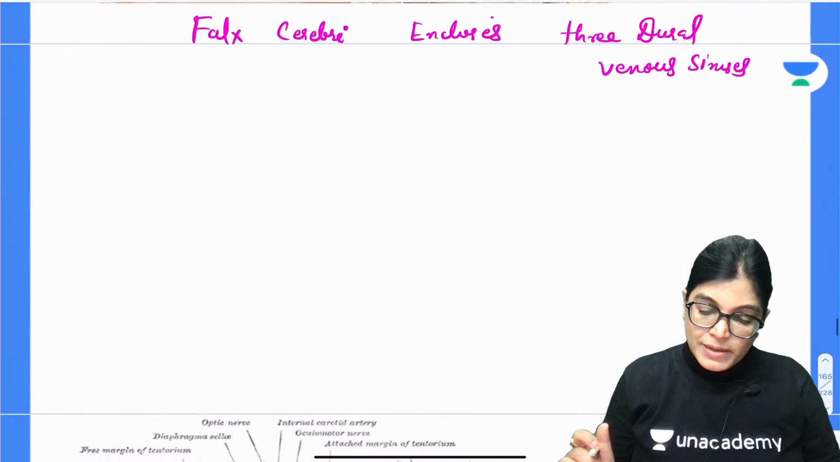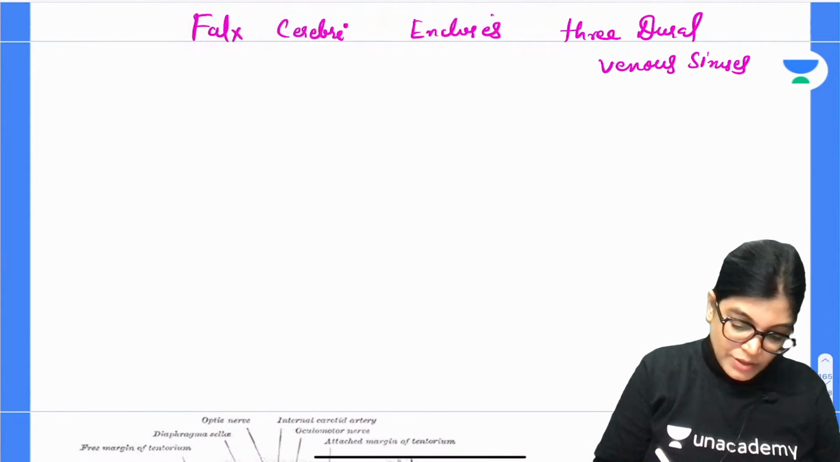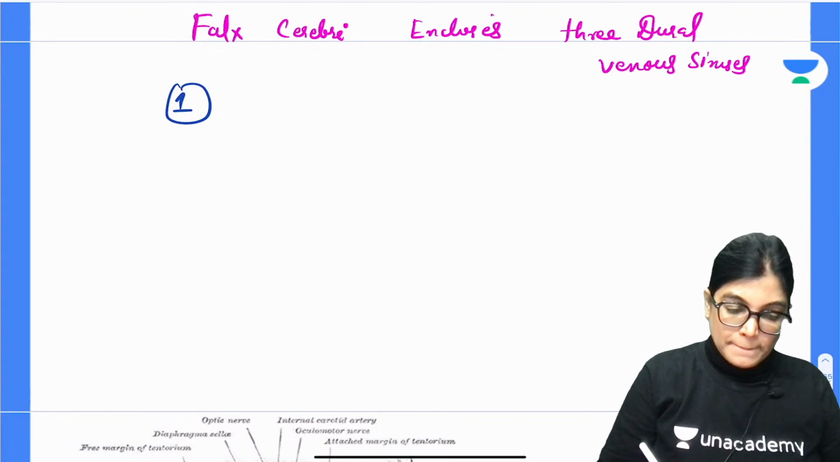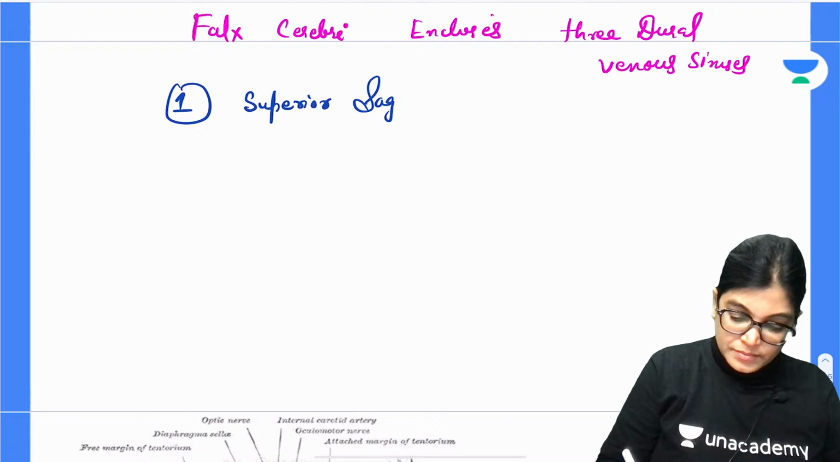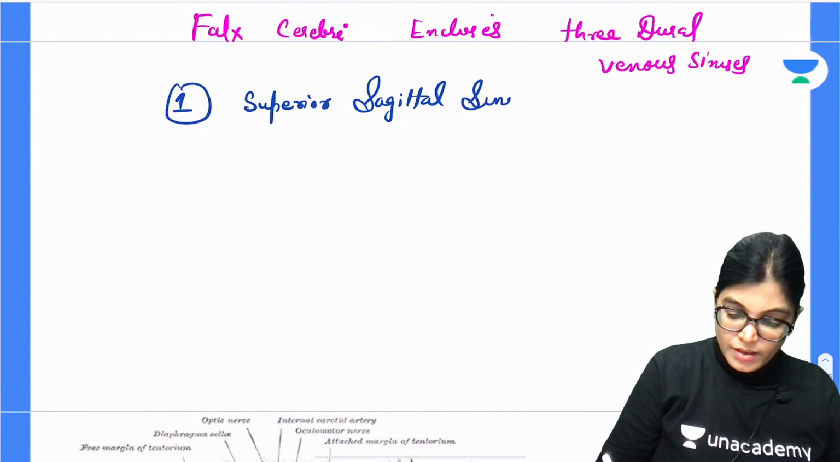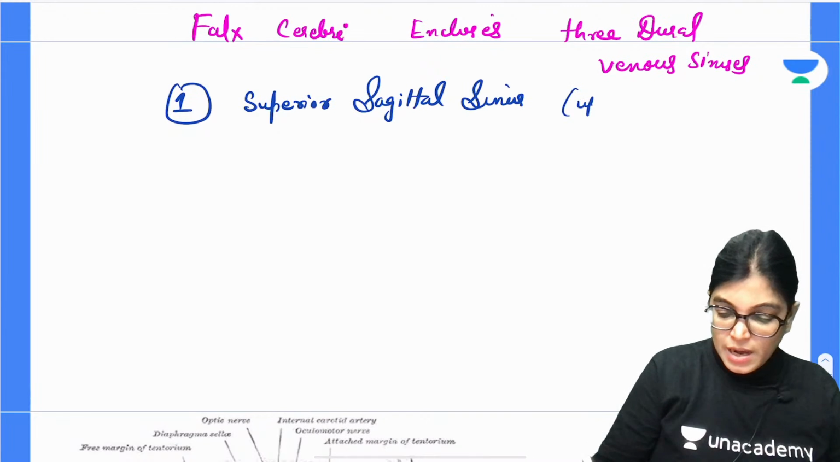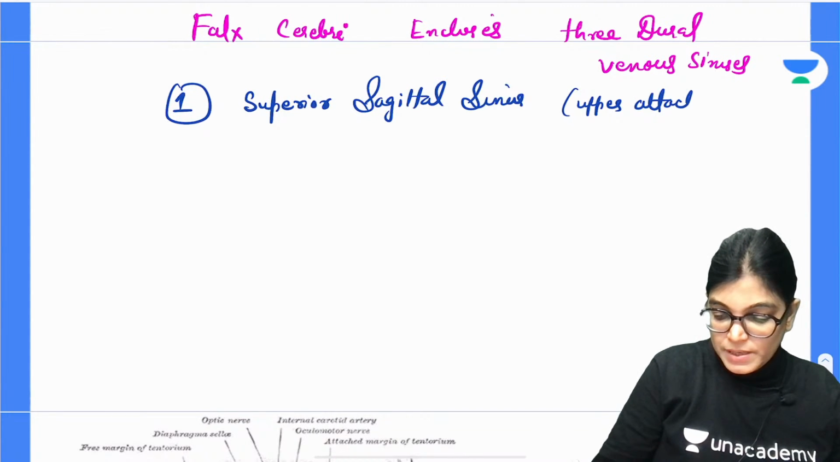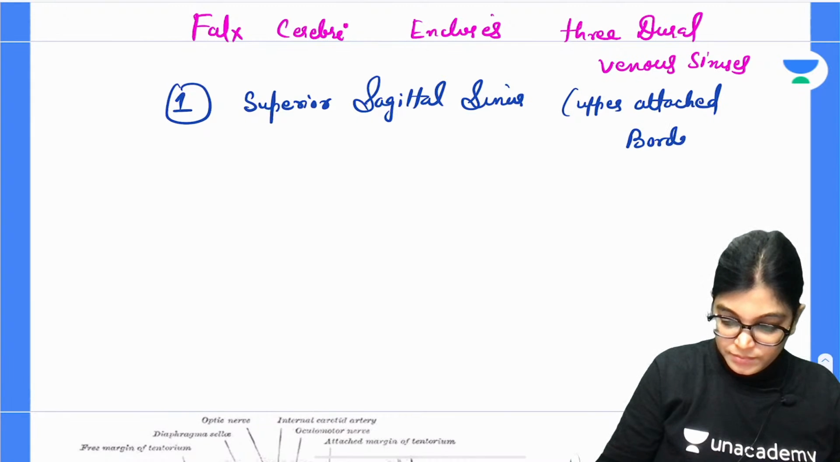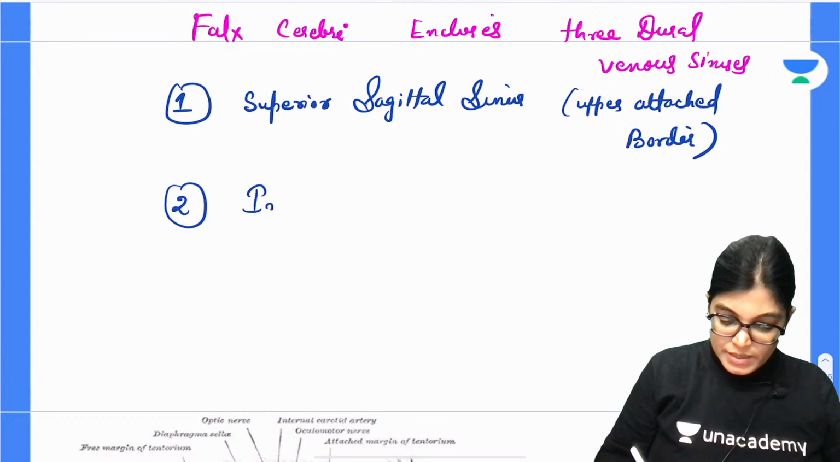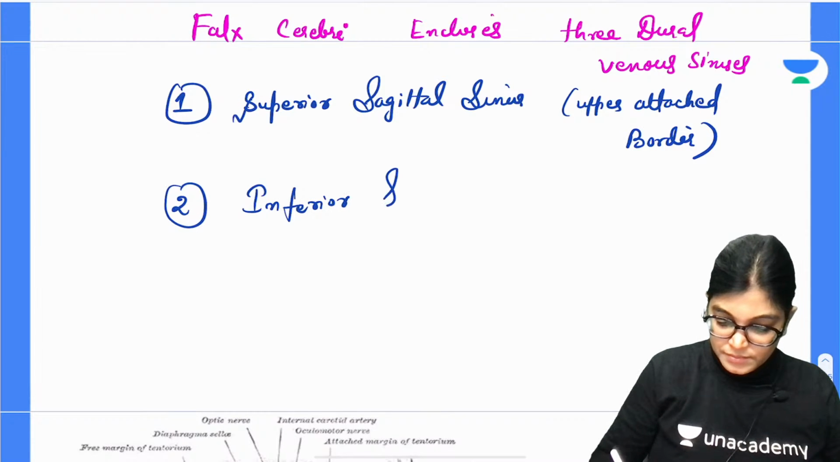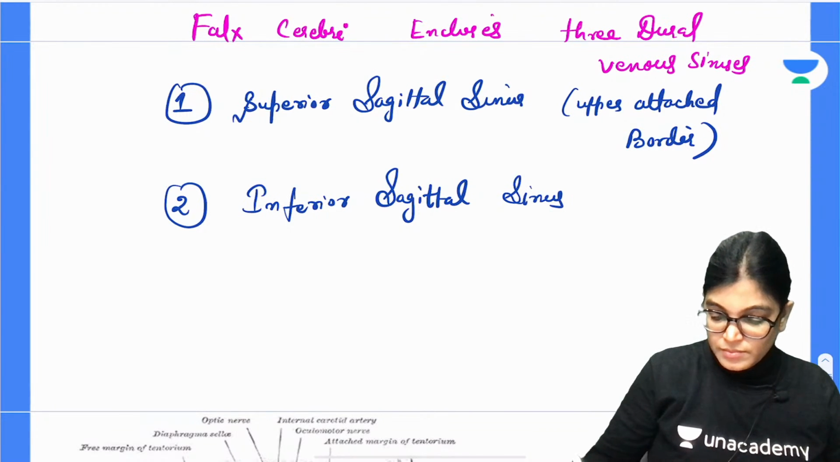So write down: falx cerebri encloses 3 dural venous sinuses. Please write down the names. Superior sagittal sinus is enclosed in the upper attached border. Inferior sagittal sinus is enclosed in the lower free border.